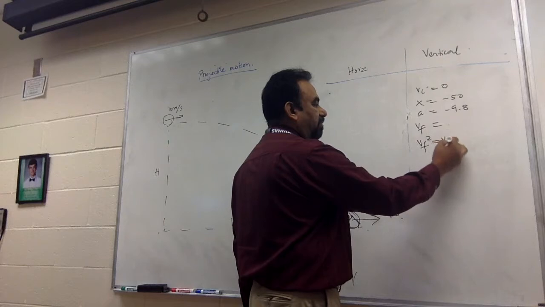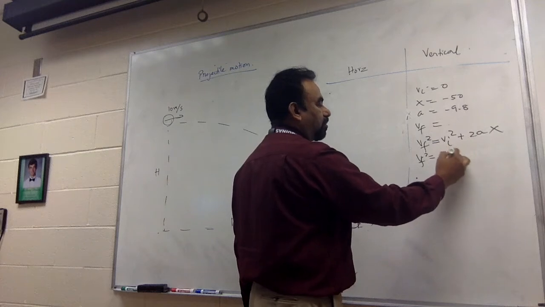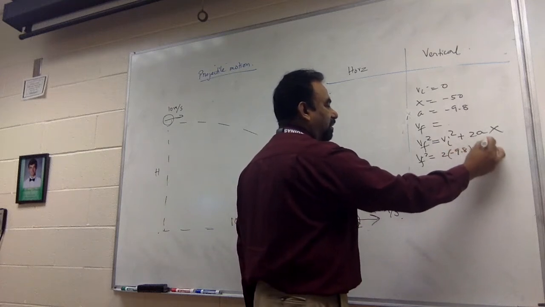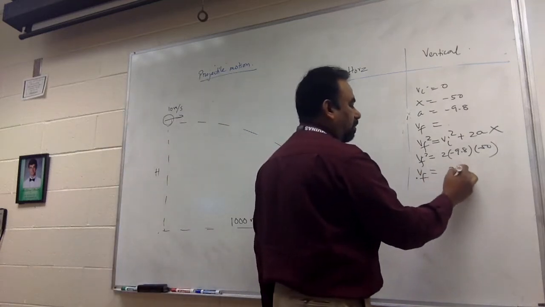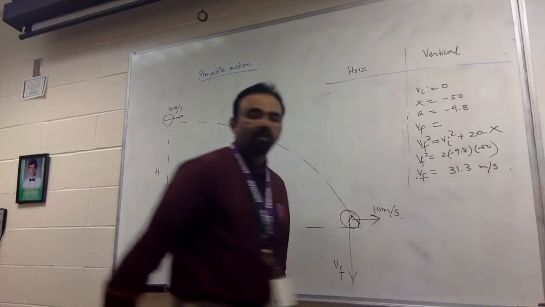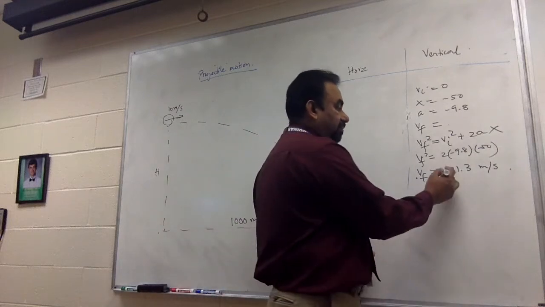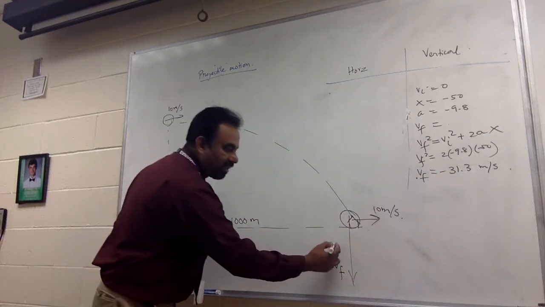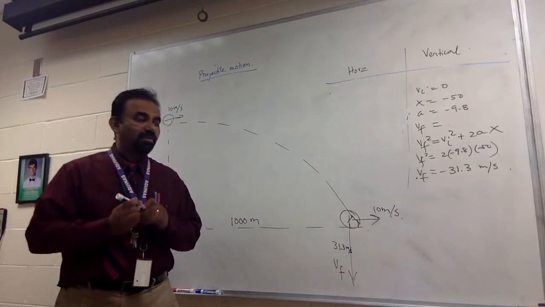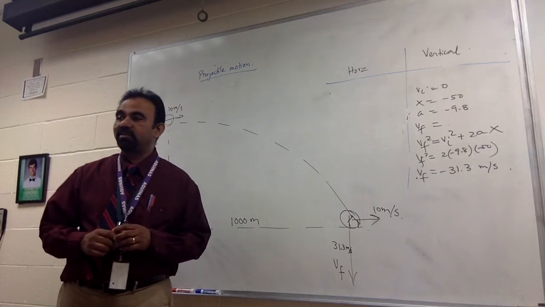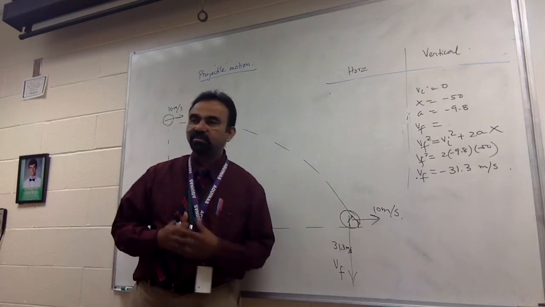Yes. Vf squared equal to Vi squared plus 2ax. So Vf squared is equal to, Vi squared is 0, so 2 times negative 9.8 times negative 50. And what is Vf? 31.3 meters per second. Positive or negative? Because when you take a square root, you'll get two answers, right? Negative. So this thing is 31.3 meters per second. So is the bowling ball hitting the ground at 31.3 meters per second? Yes.